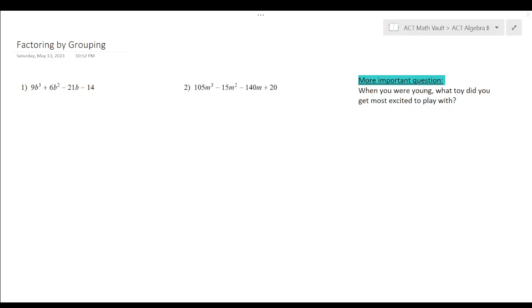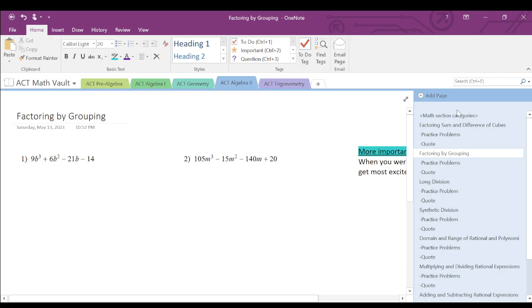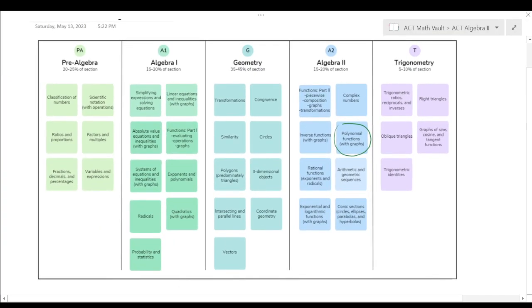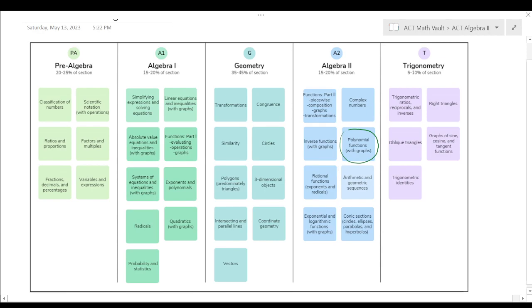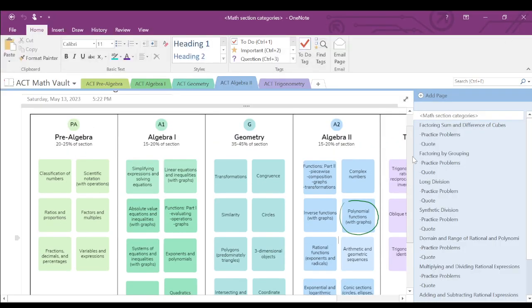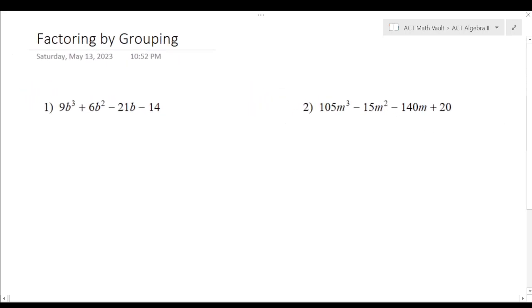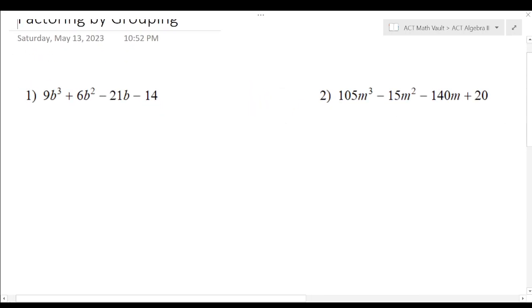Before we dive in, I always want to talk about categories in the math section. This topic falls under polynomial functions under Algebra 2. These 5 sections comprise the math section of the ACT. Polynomials is what we have today. So let's get going on these problems.